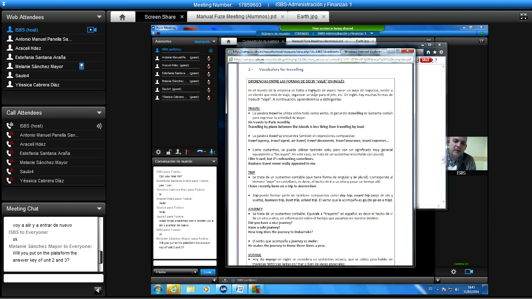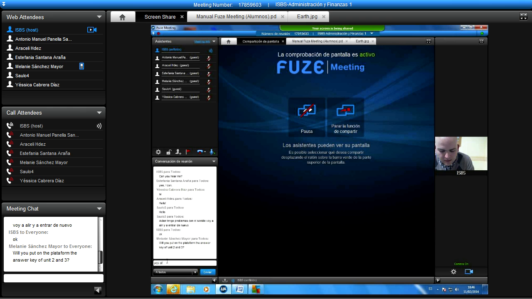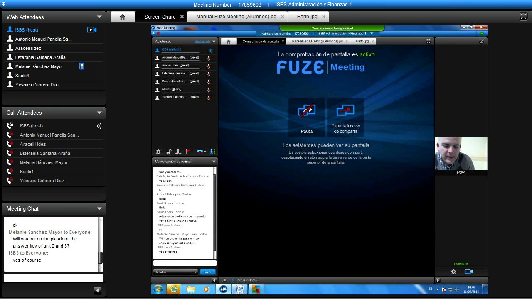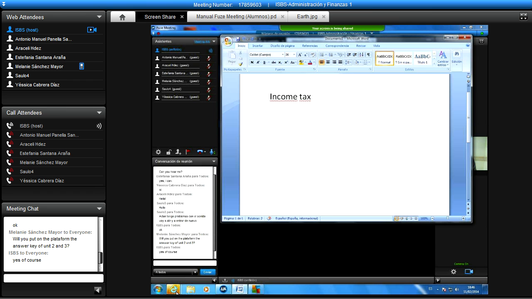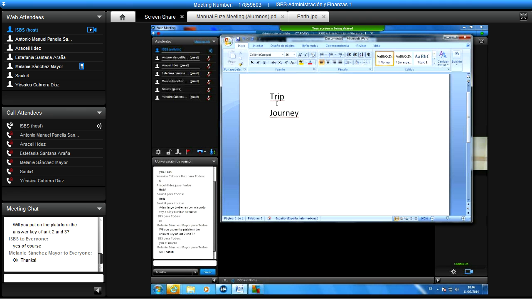So here, in the first section, we have the different ways in English to say viaje, okay? In English, there are many ways of talking about that. Mainly there are three: we have trip, journey, and travel. These are the most typical. And then we have others, okay? So what is the difference between these three? Let's start with these three.